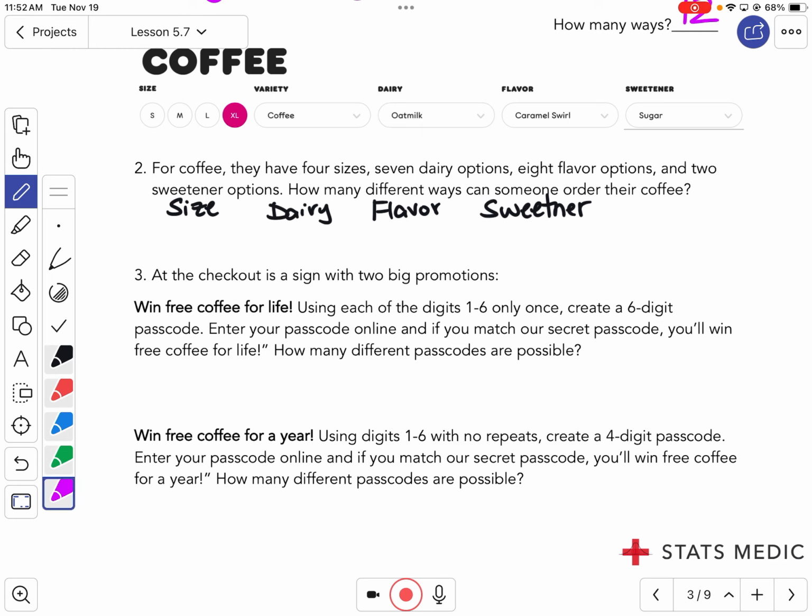How many sizes? 4. How many dairy? How many flavors? And how many sweeteners? 2. Okay, I can't do that multiplication in my head. It's 448. 448? Yeah. Ooh, that's a lot of coffees.